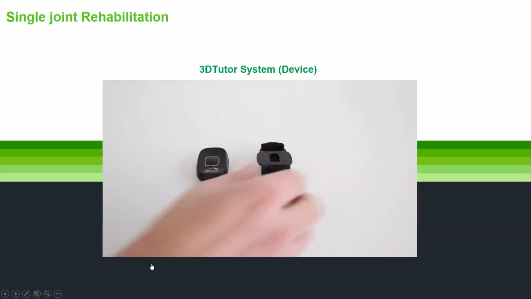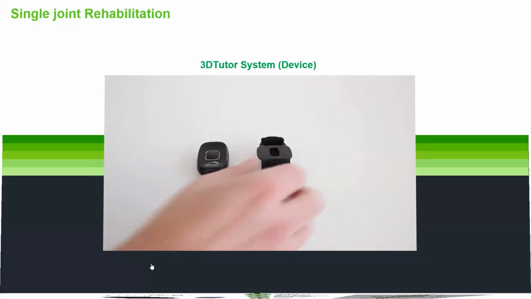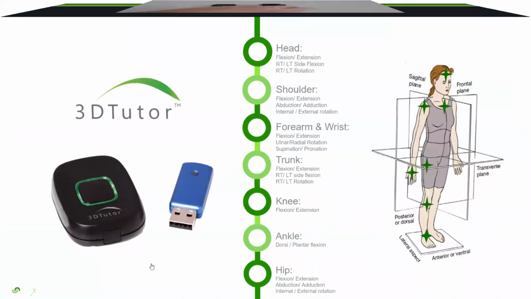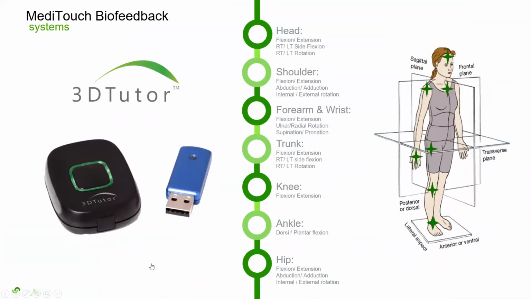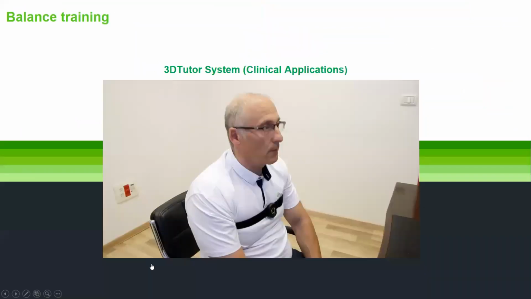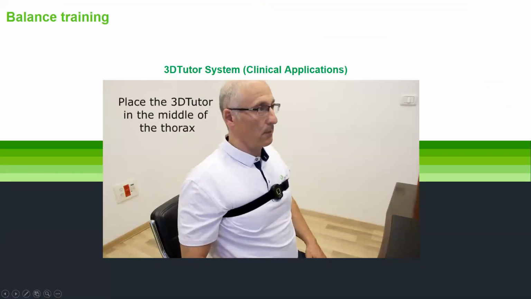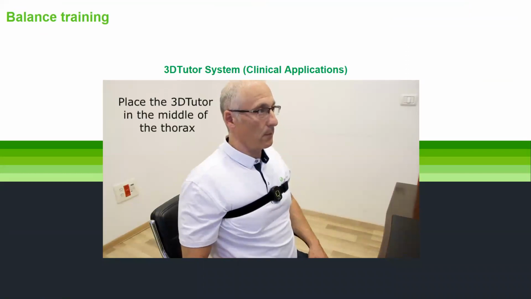Okay, let's go ahead. Another one is 3D Bluetooth. It's a Bluetooth system, a small system that you can put on different parts of the body. You can see here. You can put it on the head, shoulder, forearm, and trunk, knee, and ankle and hip. Just to see a short video showing these elements. Repetitions of extension and flexion of the trunk using movement biofeedback can be used to achieve upright sitting practice.